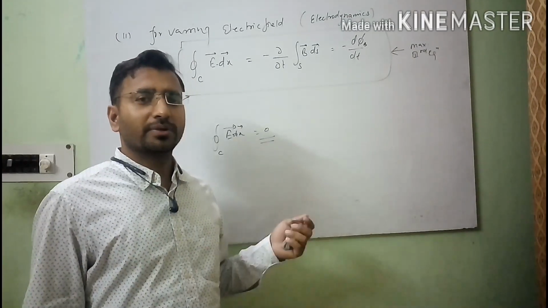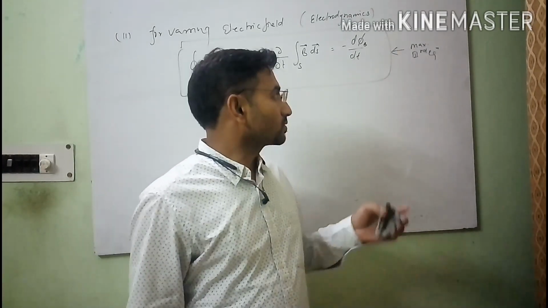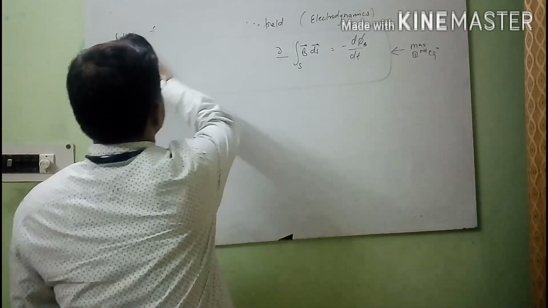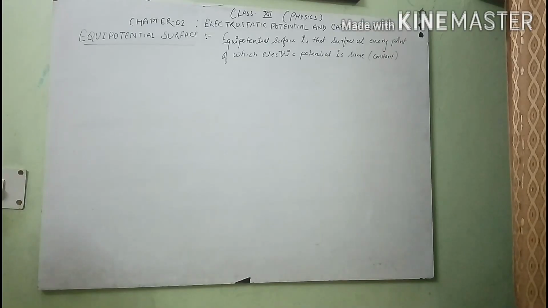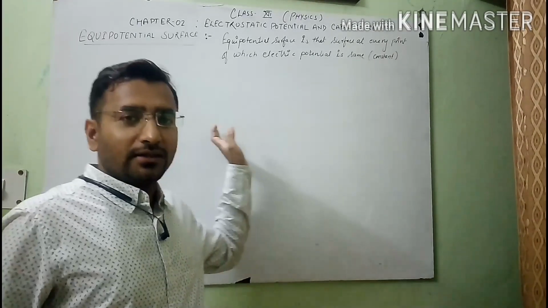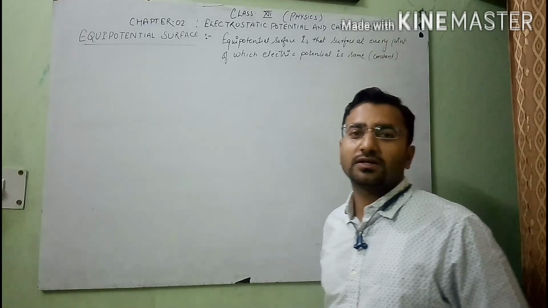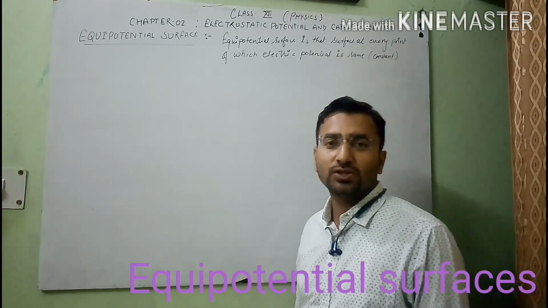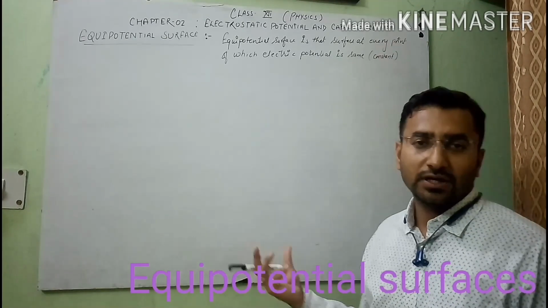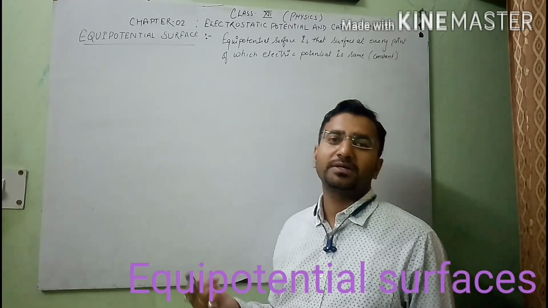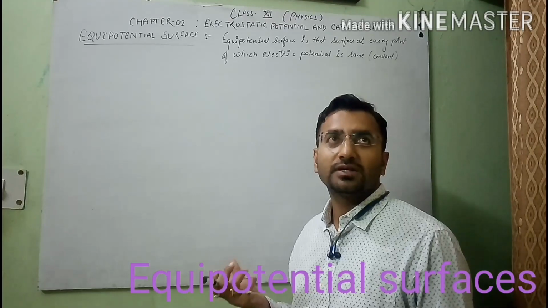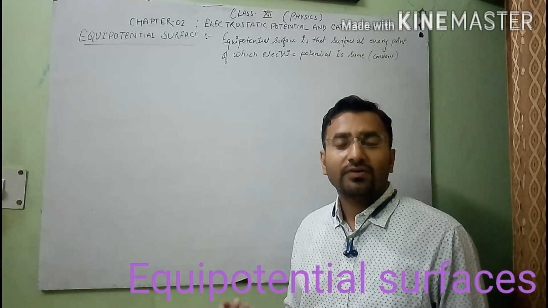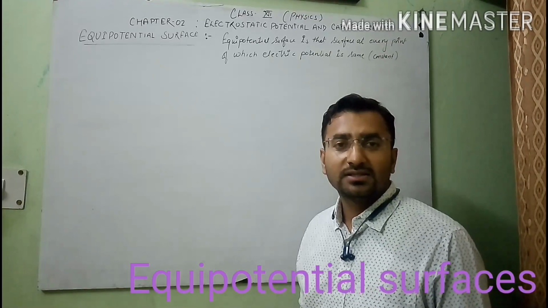After this, the new topic is equipotential surface. So students, we will see what is the meaning of equipotential surface. In this topic, first of all we will read the definition of equipotential surface. As you know by the name, here we are talking about equipotential. It means a surface in which at every point the electric potential is the same.